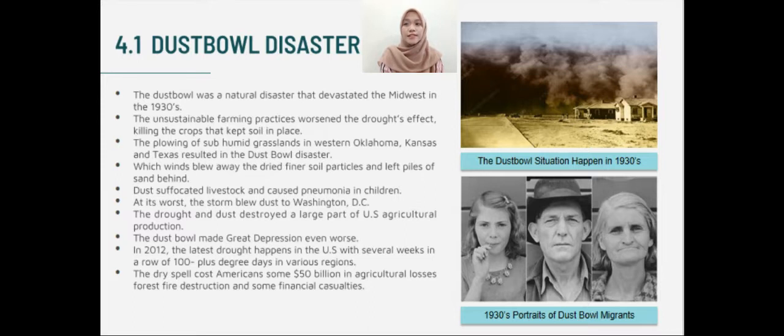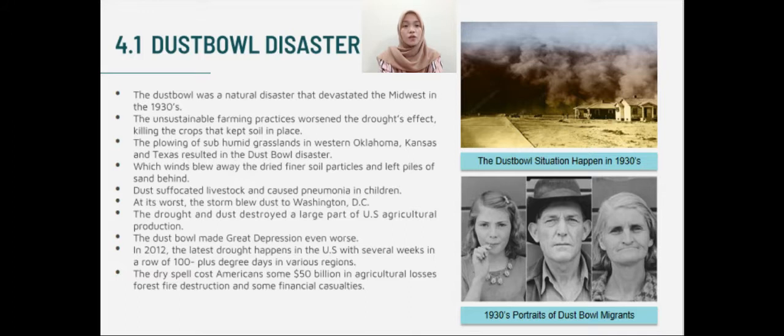The cause of this disaster was unsustainable farming practices that worsened the drought effect and killed the crops that kept the soil in place. The Dust Bowl occurred in western Oklahoma, Kansas, and Texas because of the plowing of subhumid grassland, and winds blew away the dried finer soil particles and left piles of sand behind. As a result, it made the Great Depression even worse.